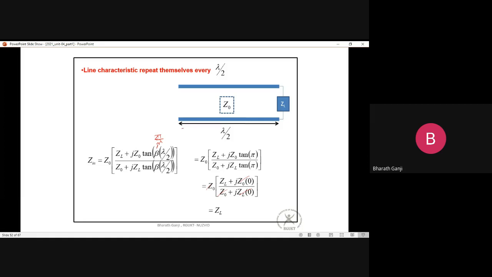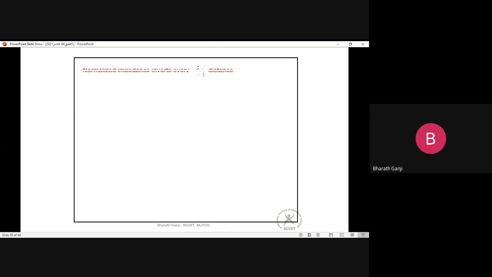So for every lambda by 2 distance, whatever impedance is there at the end of the line, the same impedance will repeat again. At the input we see the same impedance. That is what we have seen before. If I had a short circuit here and the length of the line is lambda by 2, then at the input I also see a short circuit, which is 0. If it is an open circuit here, then at the input I also see an open circuit, which is infinity, if the line length is lambda by 2. That is one property.